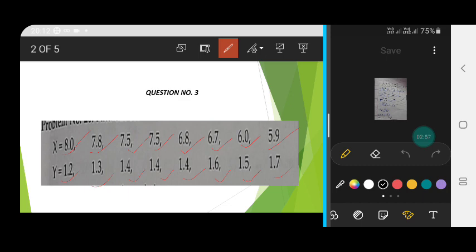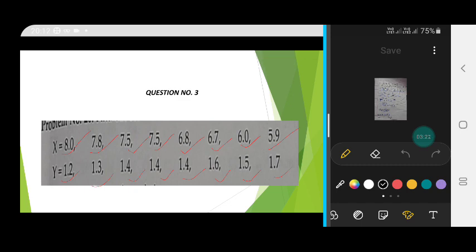Here we have to simply find the coefficient of correlation. Simply we have to calculate the correlation and we have to give the degree of correlation. We have to just conclude what kind of relationship there is between these two series, between these two variables, X and Y. So now we have understood the question. The next step would be the preparation of a table for the sake of solution. So let's move towards the next step.